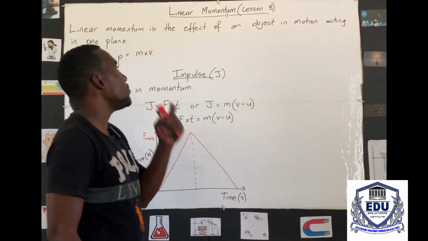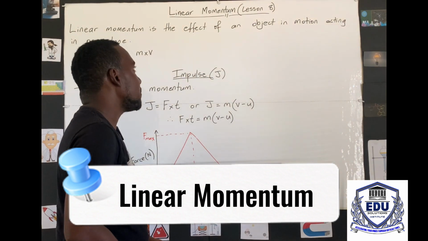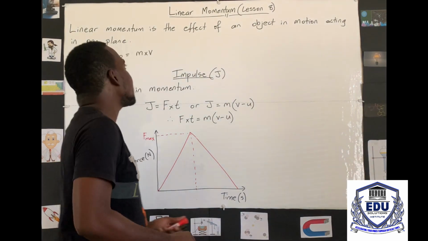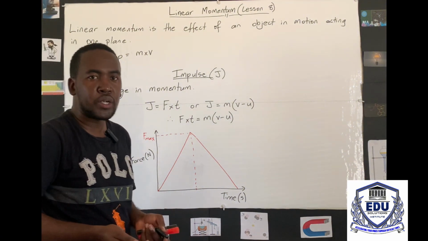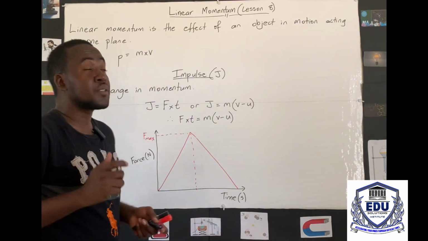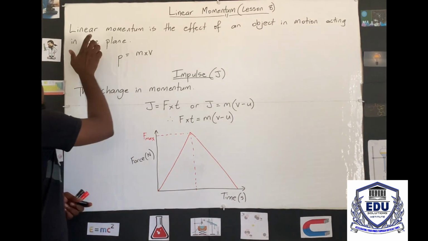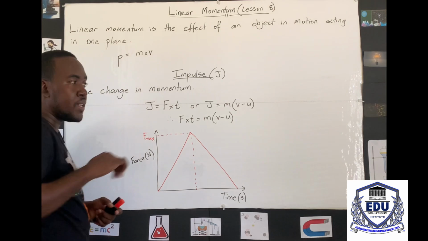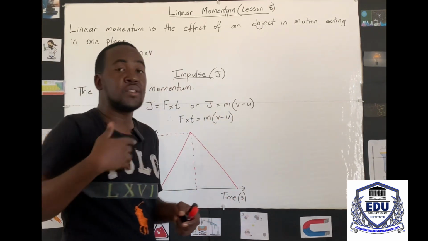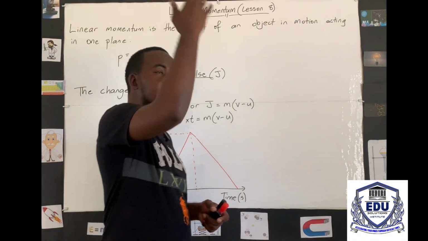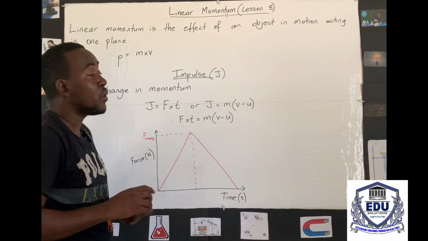So today's lesson, we'll be looking at linear momentum. Now, linear momentum is based on the effect of objects in motion. The linear part comes in because these objects are moving in just one single plane. So if it's going in the x plane, horizontal, it only maintains a horizontal motion. If it's going in the vertical plane, the y plane, it goes in the vertical plane only.